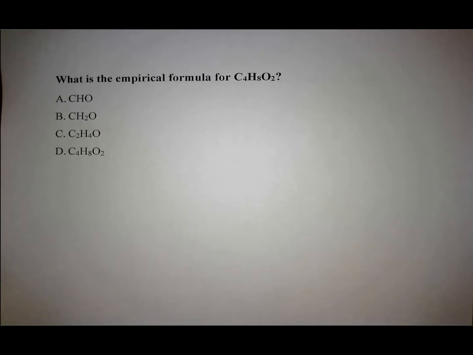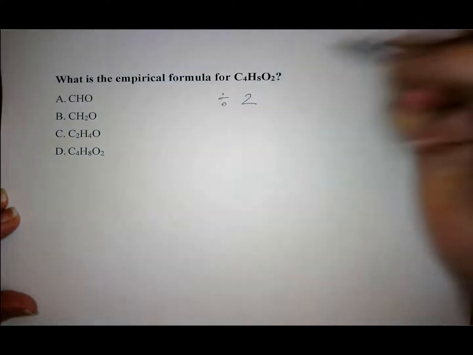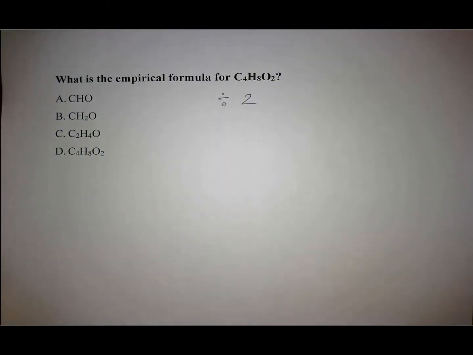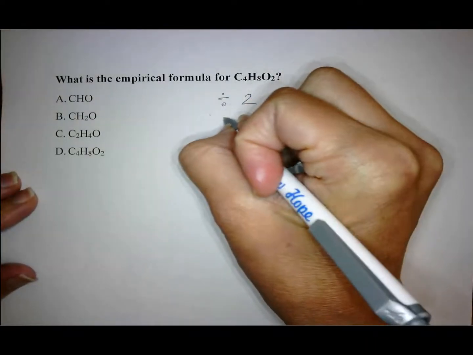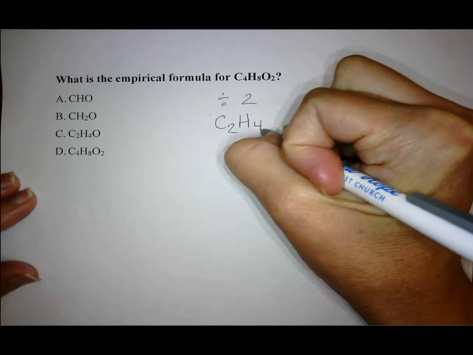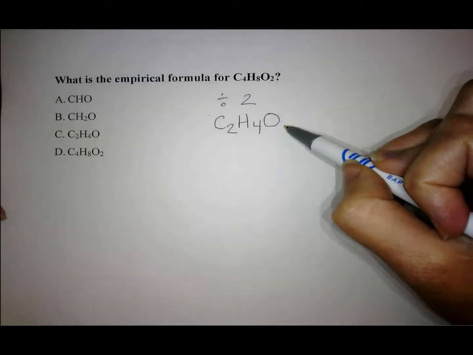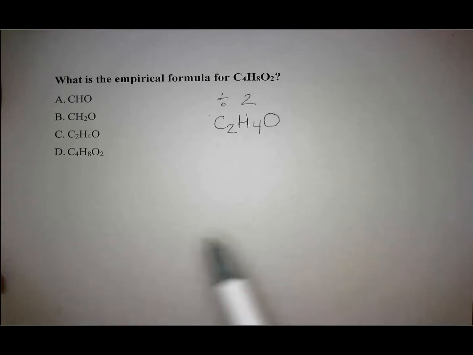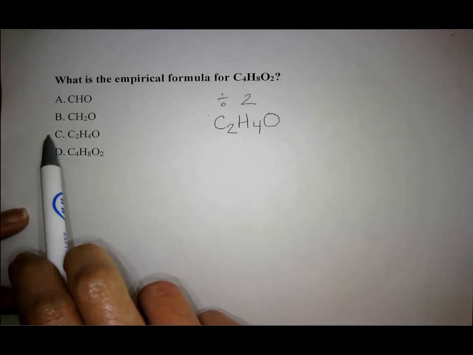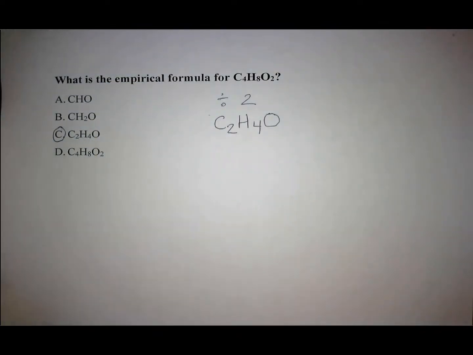To find an empirical formula, we take each of the subscripts in our molecular formula and divide by the least common multiple. In this case, the least common multiple is 2. We can divide each of the subscripts by 2. So 4 divided by 2 gives us 2 for the carbon, 8 divided by 2 gives us 4 for the hydrogen, and 2 divided by 2 gives us 1 for the oxygen. And typically we leave that subscript 1 off. So we would write our empirical formula as C2H4O.